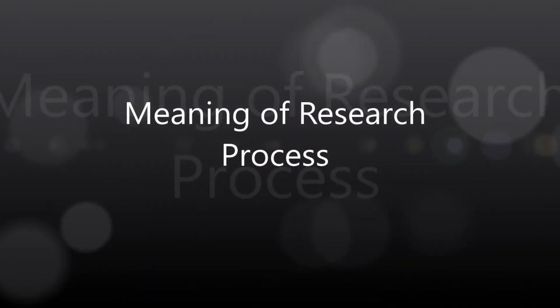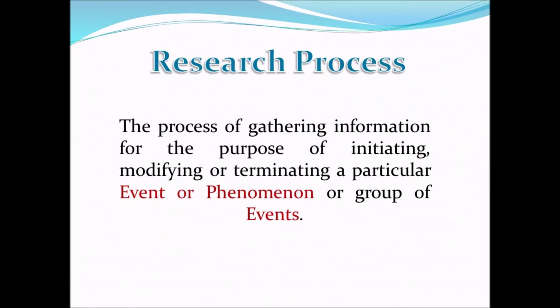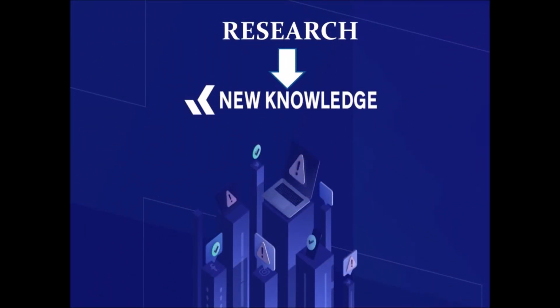Let us discuss the research process. Then what do you mean by research process? The research process is a process of gathering information for the purpose of initiating, modifying or terminating a particular event or phenomena or group of events. Friends, we all know the definition of research, and according to that, here the investigator tries to invent new knowledge, phenomena or attempts to bring modification in existing knowledge or phenomena.